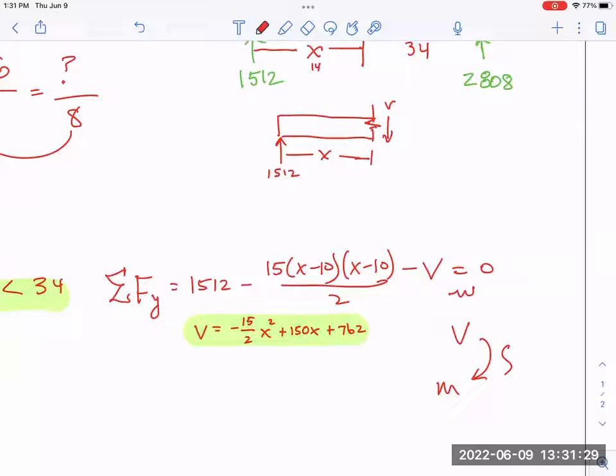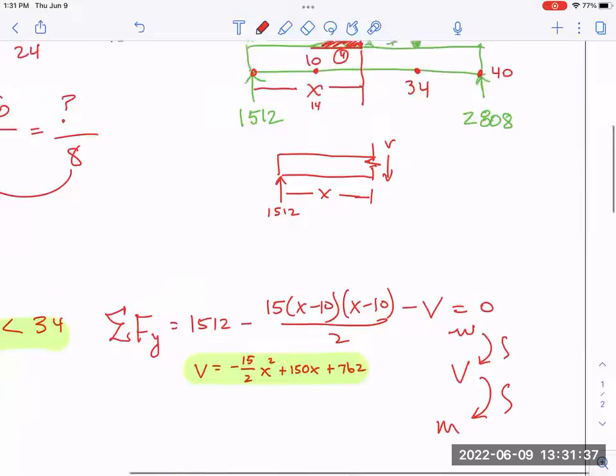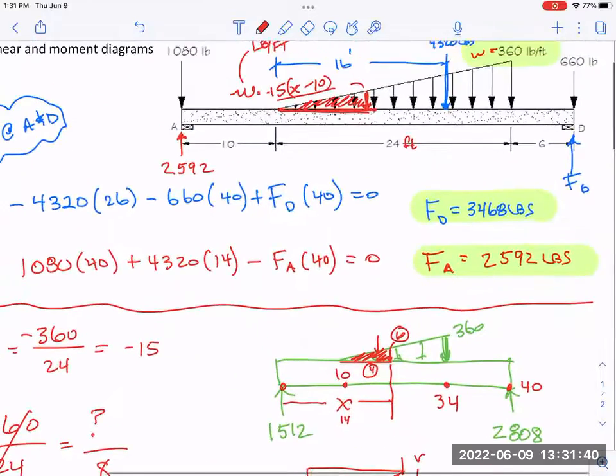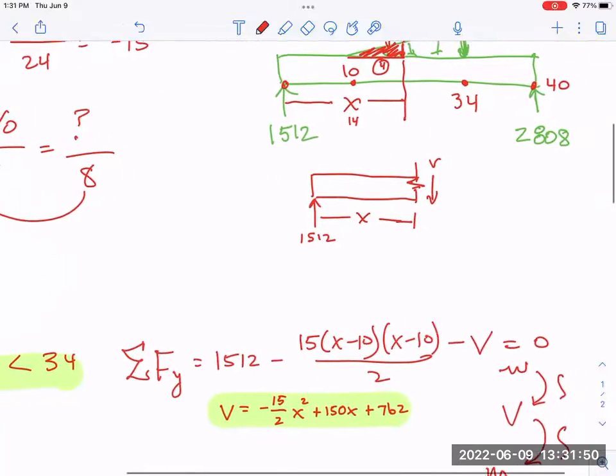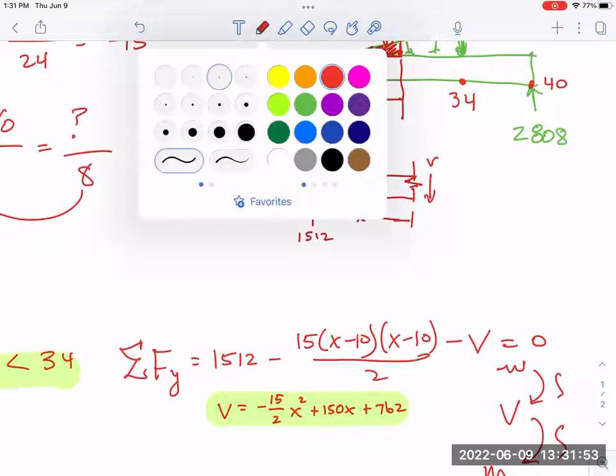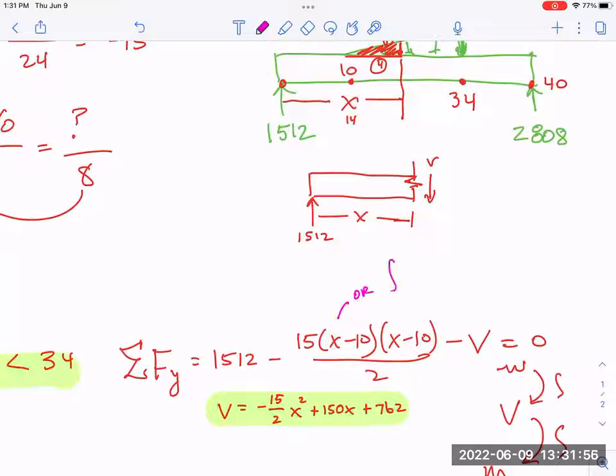In other words, if you wanted to move from that distributed load up there down to shear, you could have just taken the integral. Wait a second. So what you're saying is that negative 15 times x minus 10, which is actually negative 15x plus 150, if I took the integral of that, I could have got that shear down there that we just got? Is that what you're saying? Yep, that's what I'm saying.